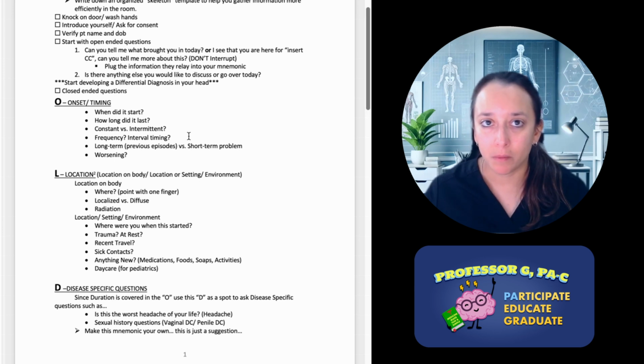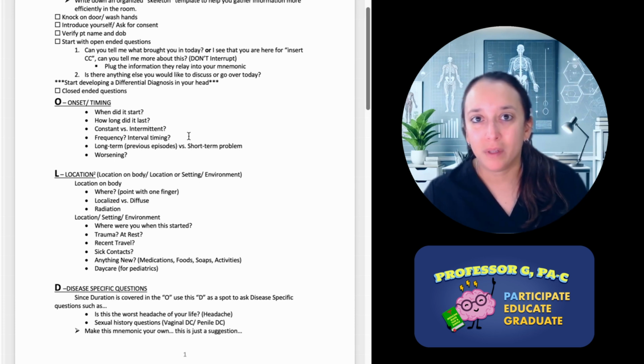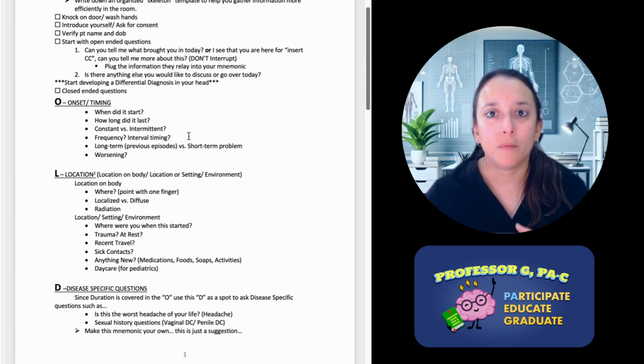As they're telling you this, remember you have your little template here, your little cheat sheet. You're going to start filling in those gaps. If they tell you when it started, you'll fill in that onset gap. If they tell you that it's an excruciating, throbbing pain, fill that in the character, and then work your way from what they tell you.